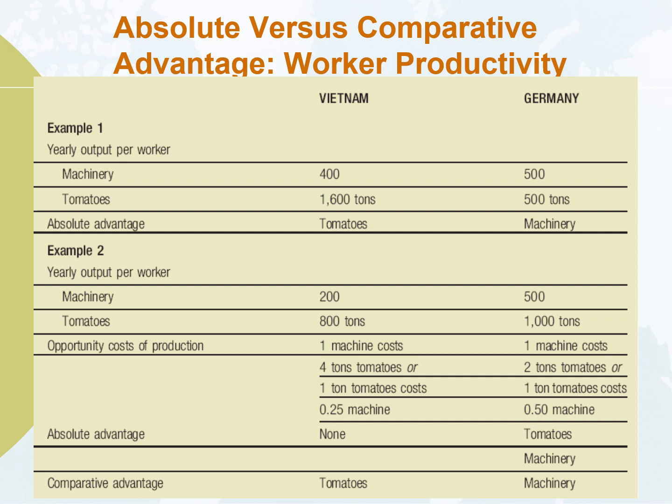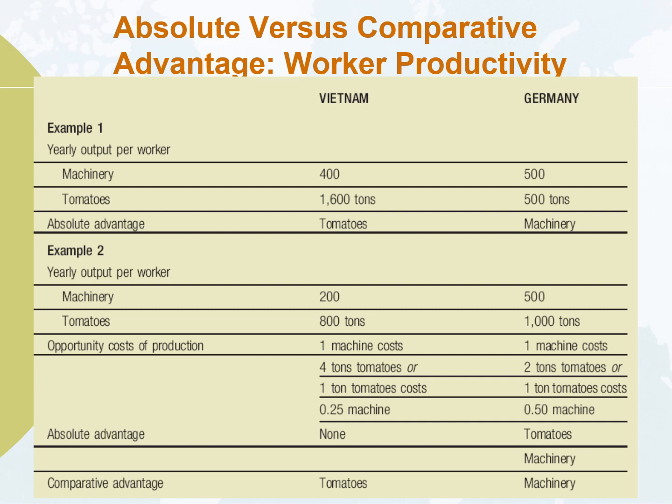So again, looking at absolute advantage. Remember, see the German worker 500 over 200, 1,000 tons over 800 tons. The German worker has an advantage definitely in tomatoes, and also in machines. And the Vietnamese worker has none. Either way, they're not producing as much as Germans. So Vietnam has no absolute advantage in this case.